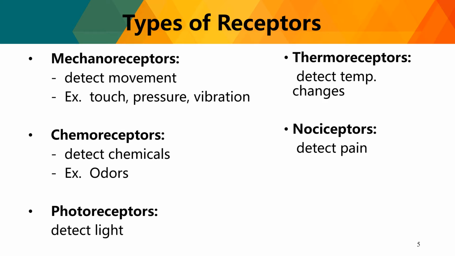For the types of receptors, first we have your mechanoreceptors, which detect movement like touch, pressure, and vibration. You also have your chemoreceptors, which detect chemicals like odors. You also have photoreceptors that detect light, thermoreceptors that detect temperature changes, and nociceptors that detect pain.